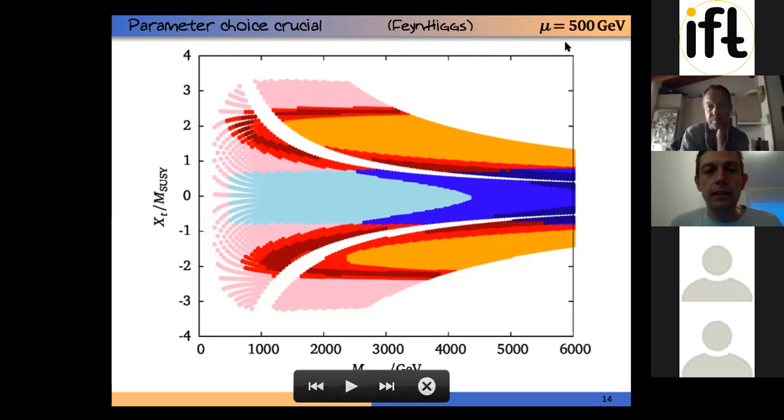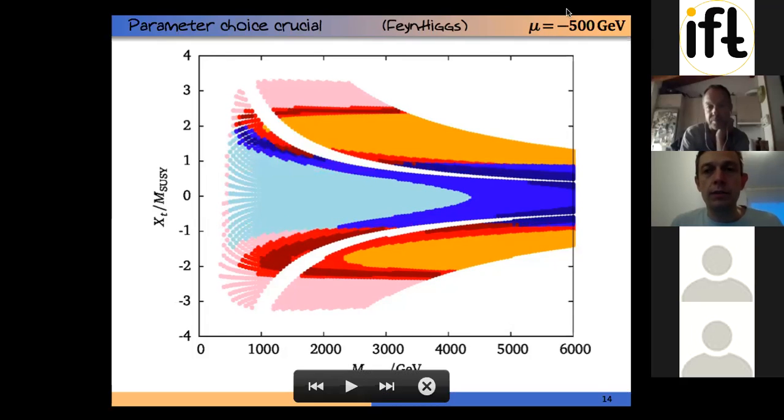Now we know xt is defined as AT minus mu. What if you go to negative mu values? Suddenly, a new area opens up for small SUSY masses. So this was a quite interesting observation. I would say that there you can go to these large values of xt over MSUSY and still find an absolutely stable region for rather low SUSY masses.